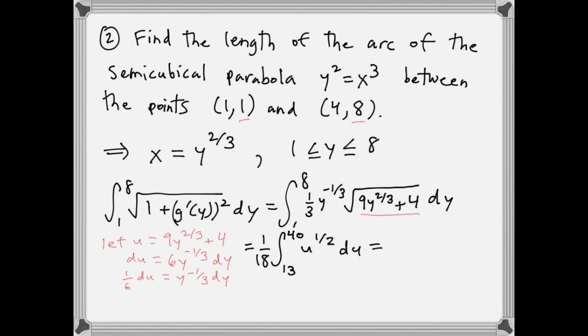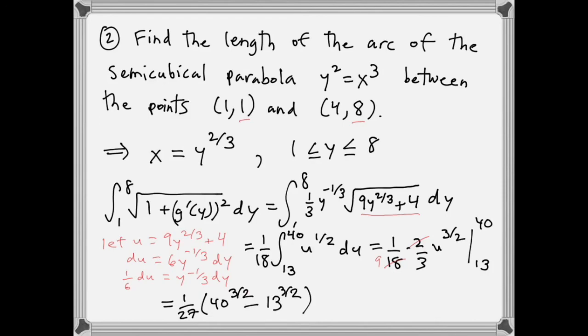So this integral should be much, much easier. What is the antiderivative of u to the 1/2? It's going to be 2/3 u to the 3/2. So now I have 1/18 times 2/3 u to the 3/2, and I'm going from 13 to 40. Let's do some simplifying here. 2 and 18, that becomes a 9. So I actually get 1 over 27. So you get 1 over 27 times 40 to the 3/2 minus 13 to the 3/2.